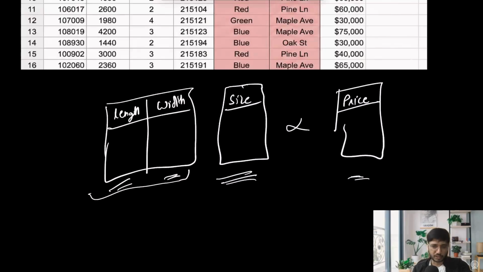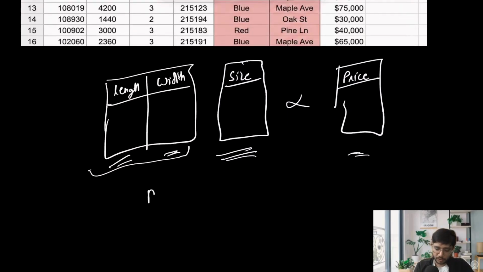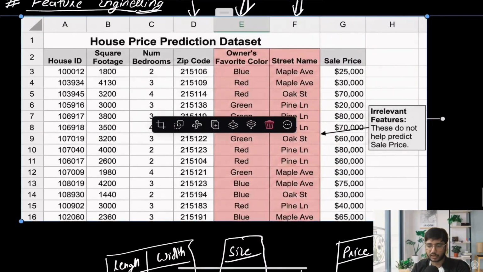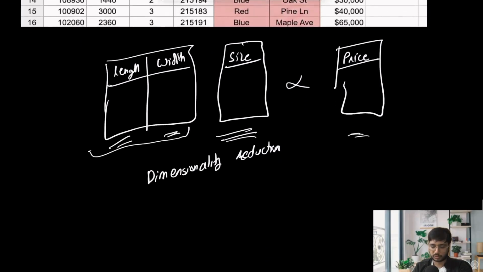So this is also feature extraction. That means you're creating new features based on your existing features, right? This is also known as dimensionality reduction. Basically, you can think of it like this: each column represents a dimension, whether it's length, width, area, pin code, and so on. Everything is representing a dimension. And when you're decreasing them, that's known as dimensionality reduction.